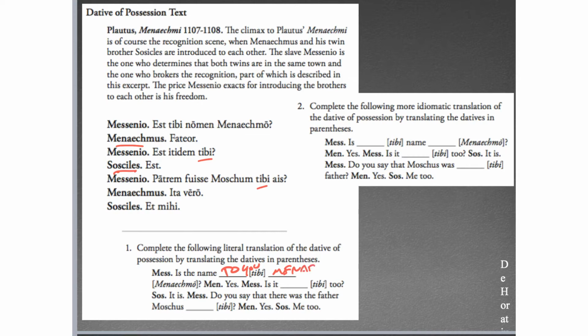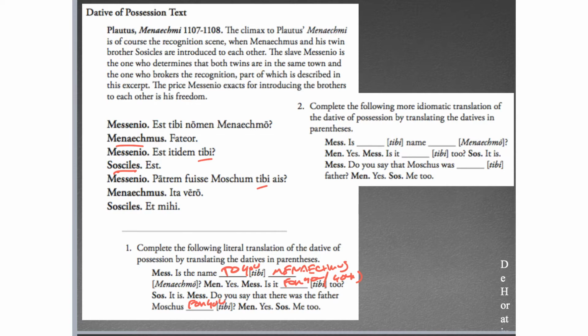Menaigmis. And of course, in English, we might say, is your name Menaigmis? All right, yes. Is it Tibby too? Is it for you or yours too? It is. Do you say that there was the father Moscus for you? Again. Do you say that you had the father Moscus?